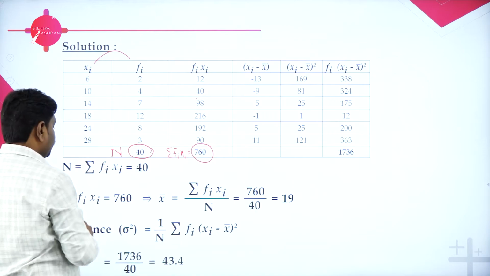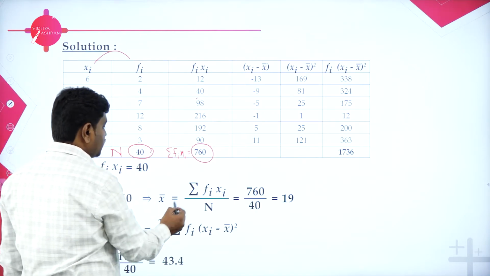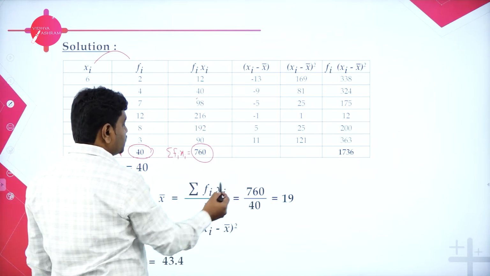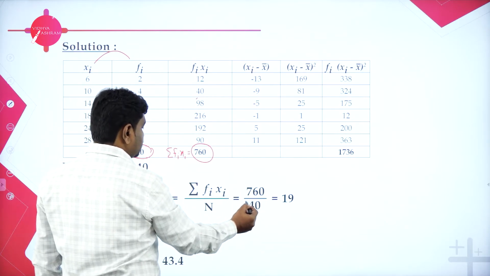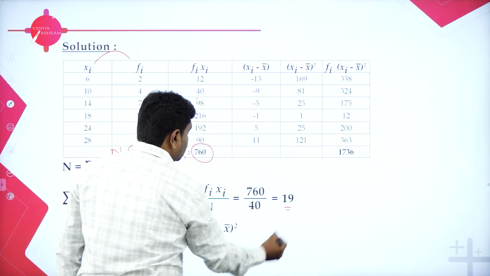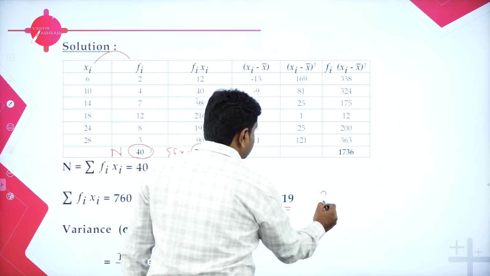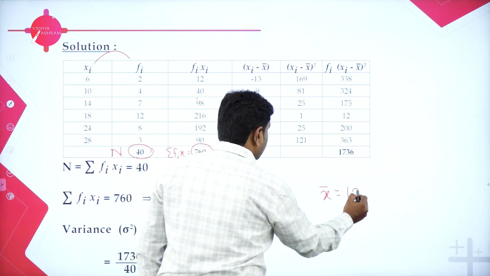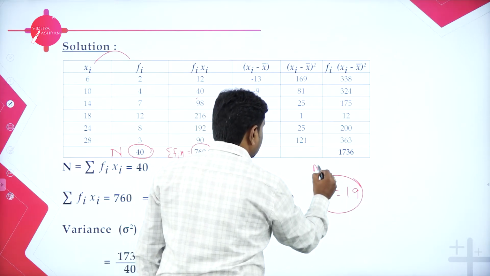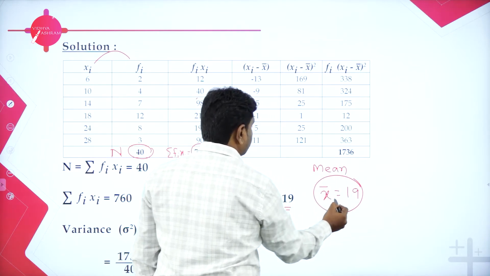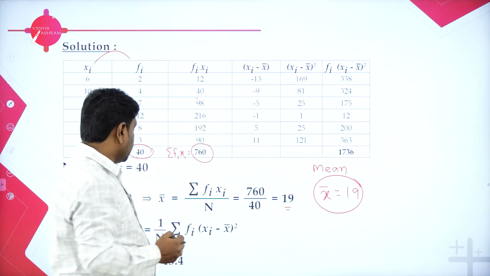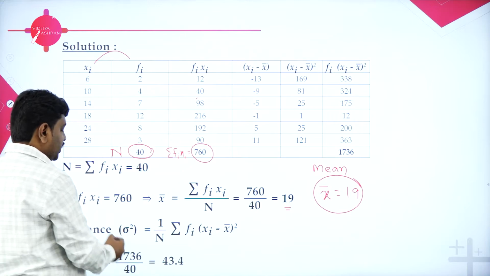Now we need mean. So mean formula, x bar is sigma fi xi by n. Sigma fi xi is 760, n is 40, divide it, you will get 19. This is mean. So now you got x bar. X bar means what? Mean is what? 19. Now you got the value of mean. Mean is how much? 19.